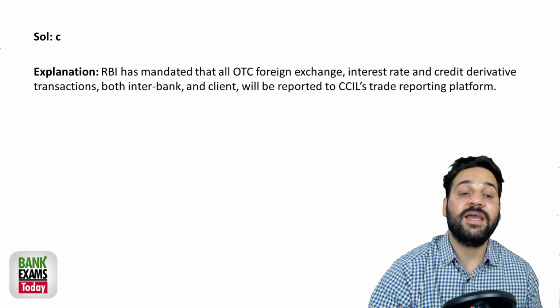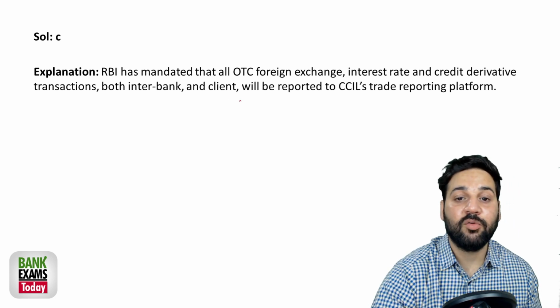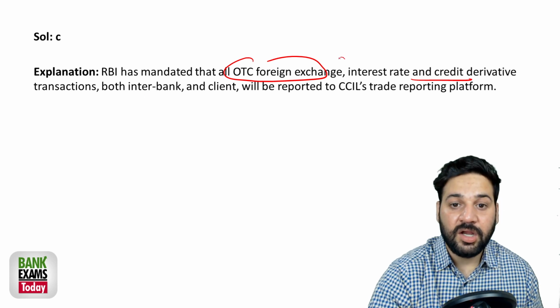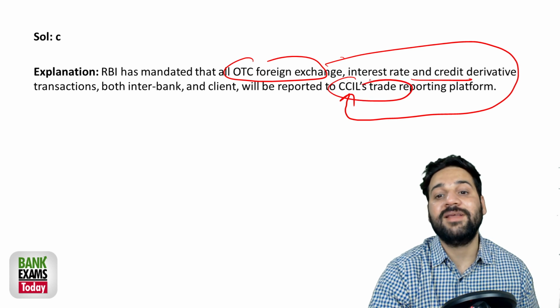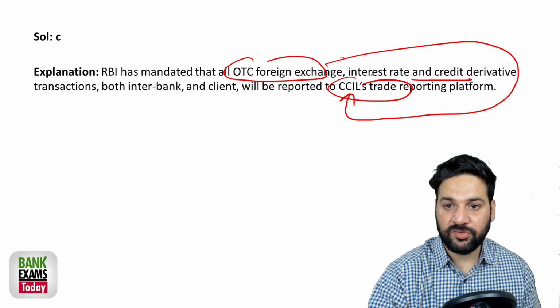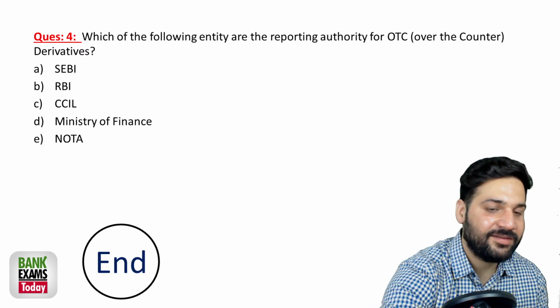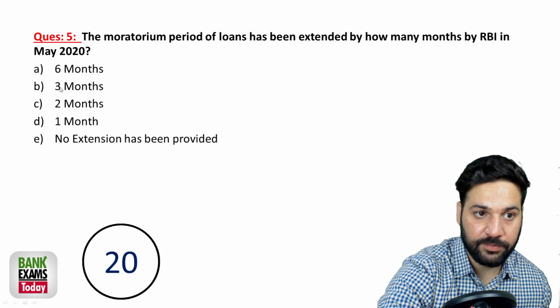RBI is a regulatory body, because recently RBI has mandated that all the OTC foreign exchange, interest rate, and credit derivatives transactions need to be reported to CCIL. That is the reporting platform of RBI. So the correct answer is RBI. Very important question again.